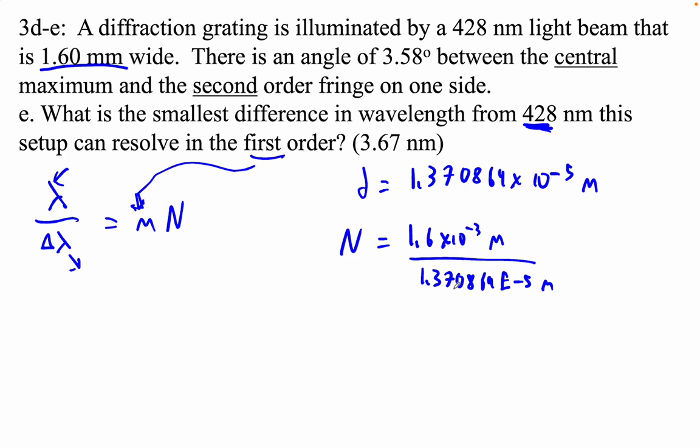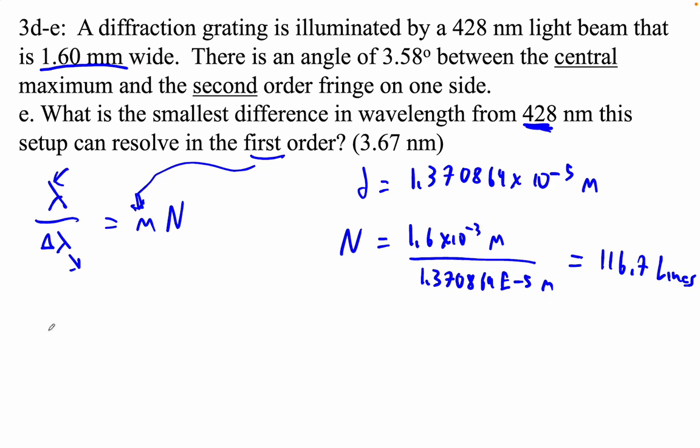Okay, so 1.6 times 10 to the minus 3rd. That's 1.6 millimeters, right? Divided by that very small number that I got there. This isn't going to be a huge number, right? This is 116.7 lines. Okay? So now we're set.